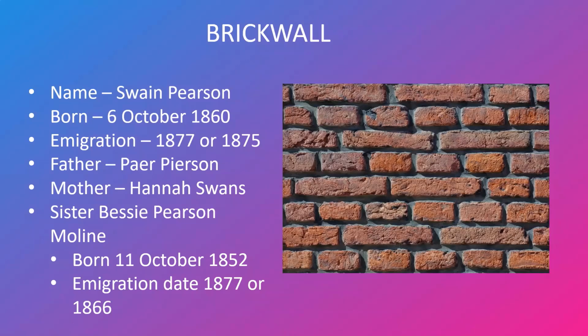Okay, here is a brick wall, and this is a true case. I've been given permission to use this. This is the given information. It's for Swain Pearson. He was born the 6th of October, 1860. Immigration was thought to be 1877 or 1875. The father's name was Per Pearson, the mother Hannah Swans, and he had a sister Bessie Pearson Moline. She was born the 11th of October, 1852, and it was thought that she immigrated in 1877 or 1866.